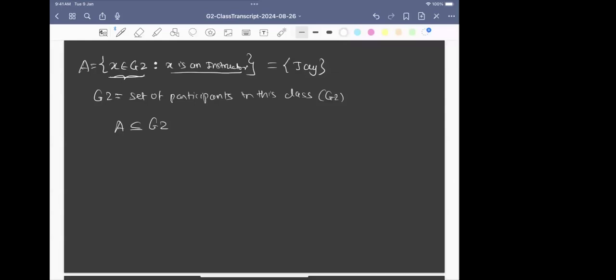Okay. So if I say that B is this set, X is in G2, right, such that X is from Kerala.